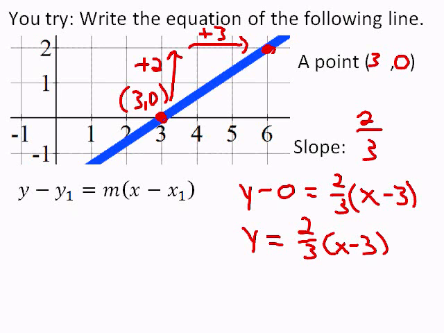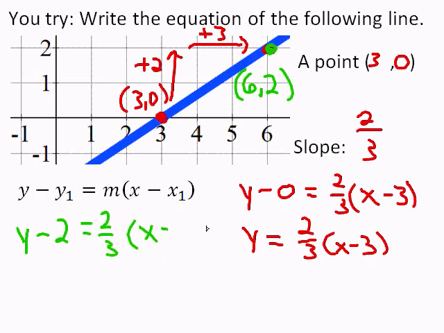Now, suppose you chose a different point. Suppose you chose the point (6, 2). Well, all that does is change how the equation looks. It's going to be y minus the y1, which is 2, equals m, 2/3, times x minus the x1, which is 6.